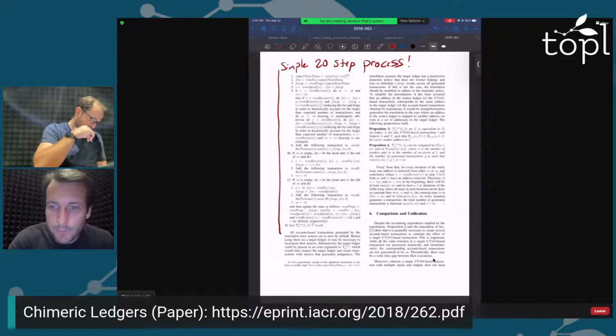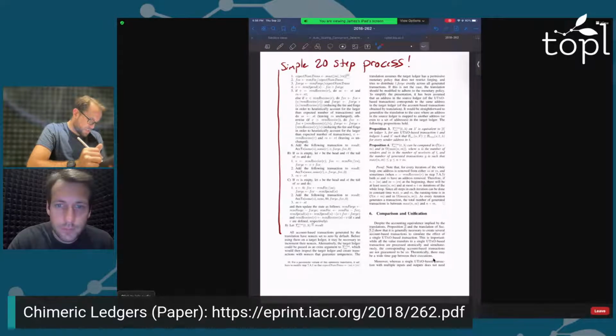Oh, I give proof. Note that for every iteration of the while loop, one address is removed, and sometimes both SS and RS have an address removed. Therefore, if they're not the same length, there will be at least max(N, M) and at most N plus M iterations. Since all steps in each iteration can be done in constant time with respect to N and M, the running time is big O of N plus M, and big omega of max(N, M).